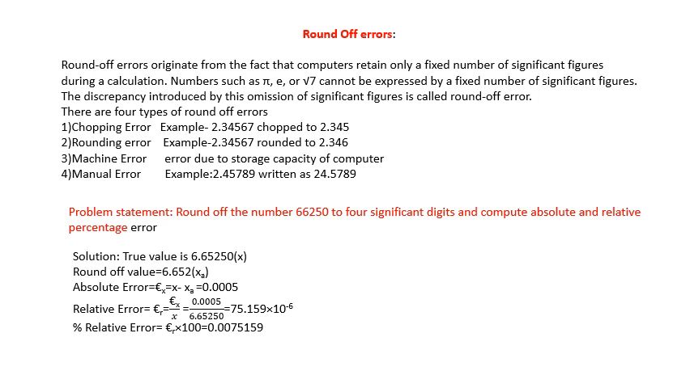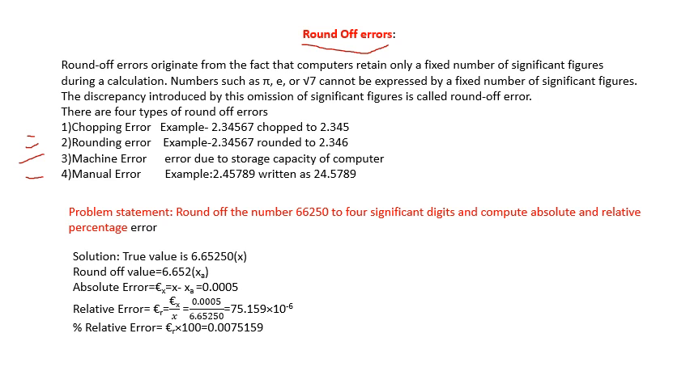So let us see a few examples of round off error. Round off errors originate from the fact that computers retain only a fixed number of significant digits. Round off errors have a few different types, like chopping error, rounding off error, machine error, and manual error.